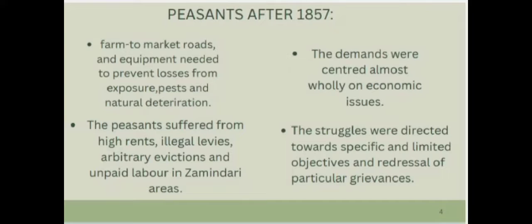Peasants after 1857 needed farm-to-market roads and equipment to prevent losses from exposure, pests, and natural deterioration. The peasants suffered from high rents, illegal levies, arbitrary eviction, and unpaid labor in zamindari areas. The demands were centered almost wholly on economic issues. The struggles were directed towards specific and limited objectives and the redressal of particular grievances.